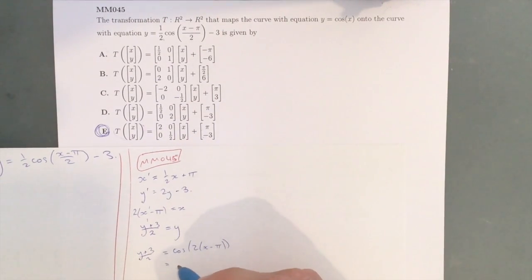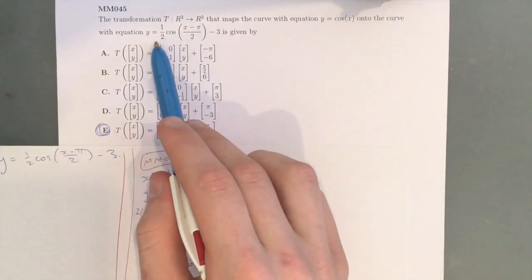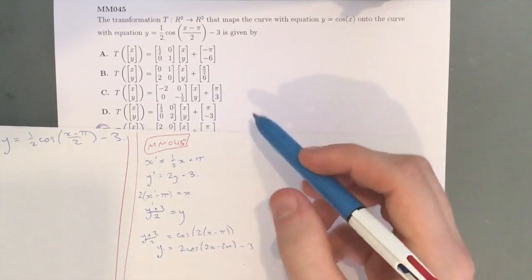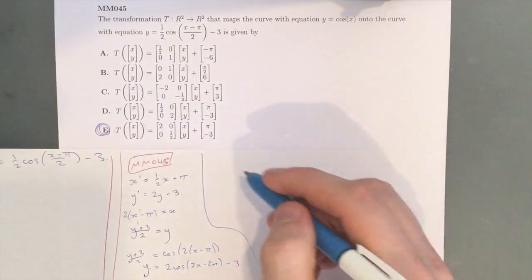But if we keep going, we would get 2 cos of 2x take 2 pi, take away 3. Now clearly this is not the same as this, so that's incorrect. So then we could go and test E and see if that works.